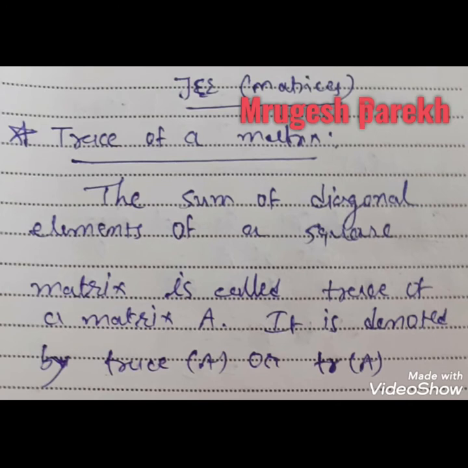Now in this video, we will discuss the important types of matrices. Let us discuss the trace of a matrix. So what is the trace of a matrix? If you have any matrix of order 2, otherwise order 3, if you have order 2 then there are 4 elements, and order 3 then there are 9 elements. We take the sum of the diagonal elements of any square matrix, which is called the trace of a matrix, and it is denoted by tr(A), otherwise trace of A.